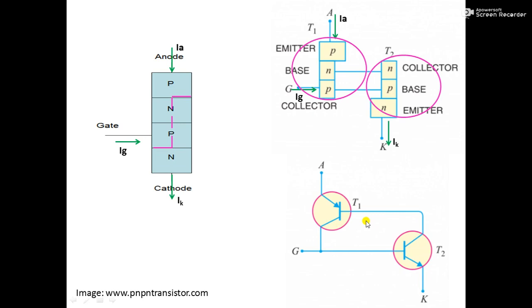This is how the equivalent circuit of a two-transistor model of SCR is represented with anode, gate and cathode terminals, and these are T1 and T2. This is same as this. This is the equivalent circuit of this model, two-transistor model. So now we see here, this is anode. So you have here anode current IA. Also, this is the emitter of first transistor T1. So IA is equal to emitter current of T1.